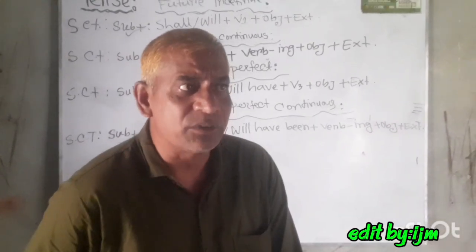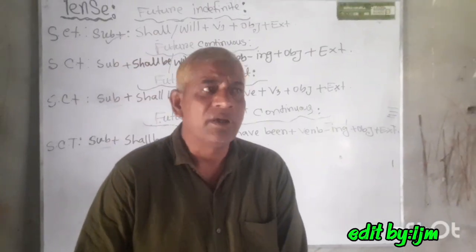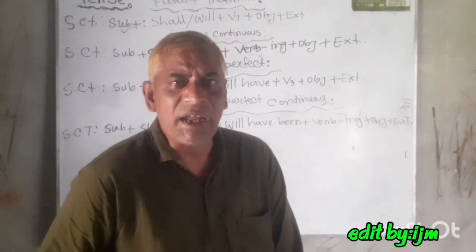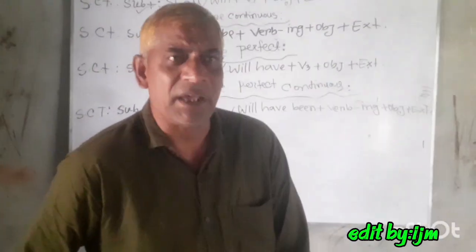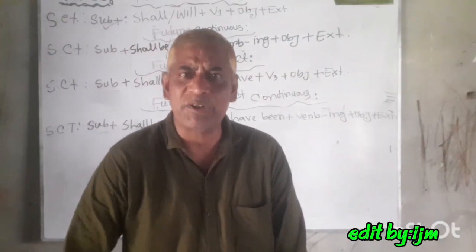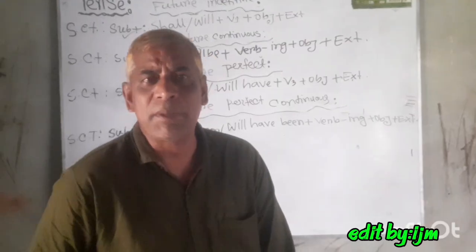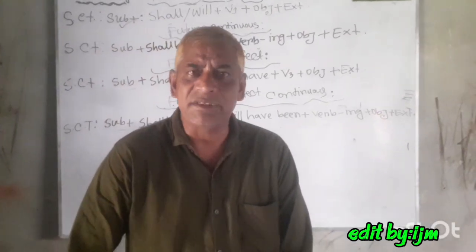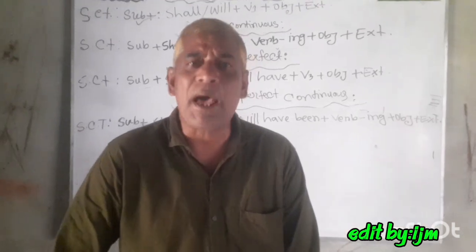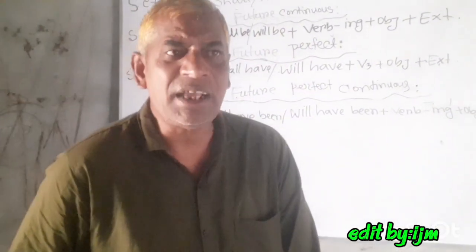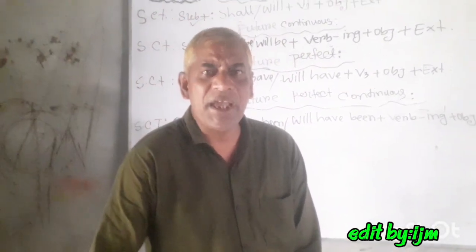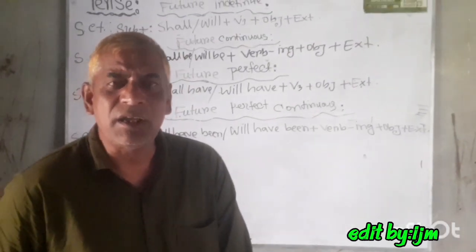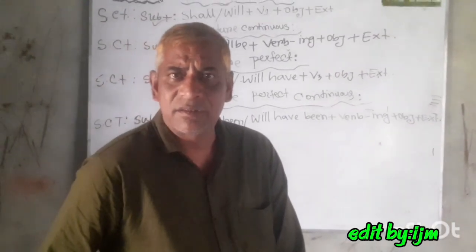And next we are going to the structure of past perfect. The structure is: subject plus had plus main verb with ing plus object plus extension. And next we go to the structure of past perfect continuous. The structure is: subject plus have been plus main verb with ing plus object plus extension.